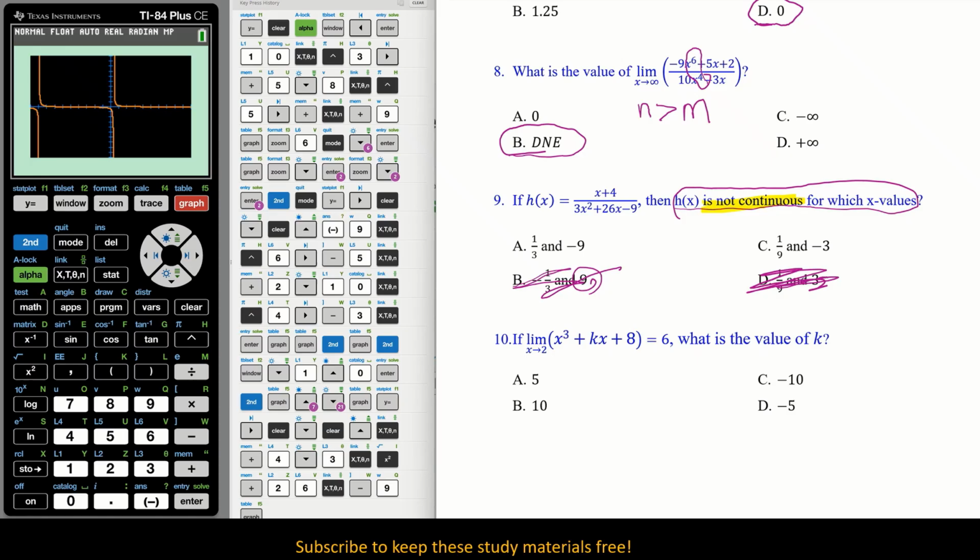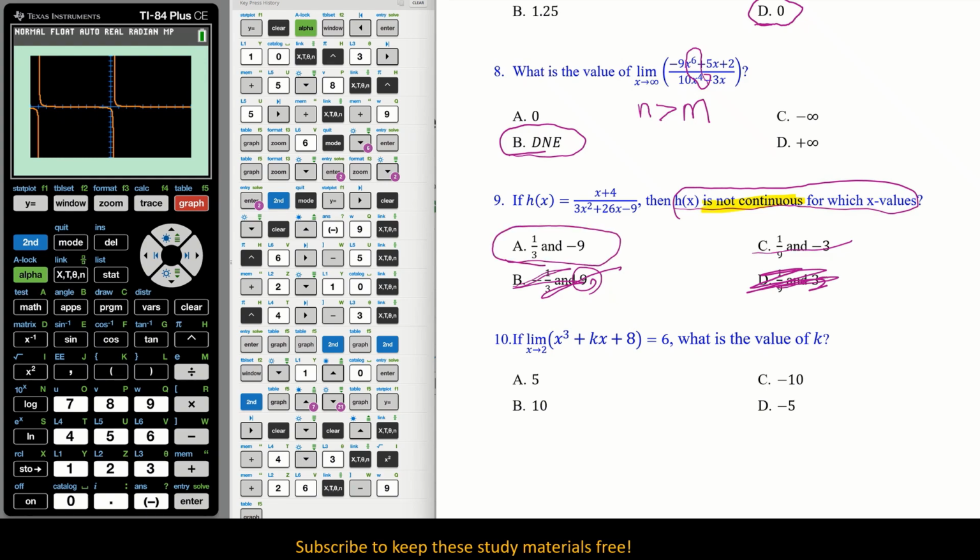I really don't think negative 3 would be right here. 1, 2, 3, that's not discontinuous. It's continuous. We're looking for not continuous. So I would say A would be the choice.